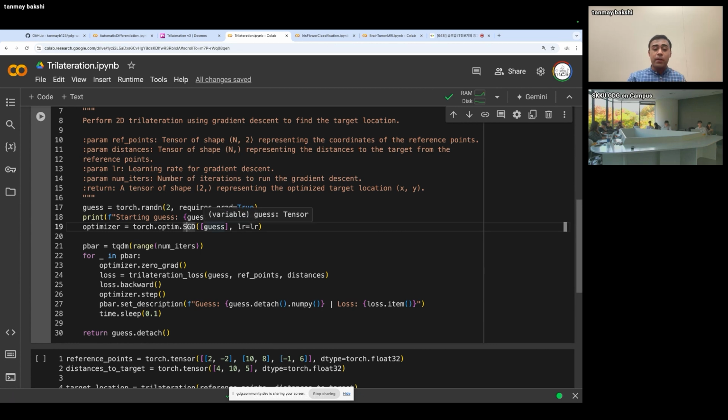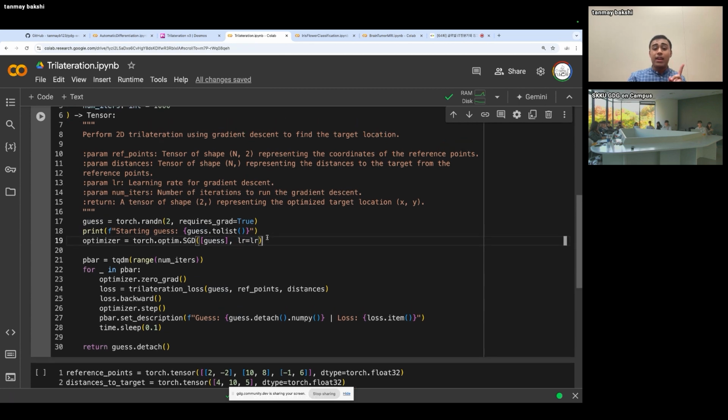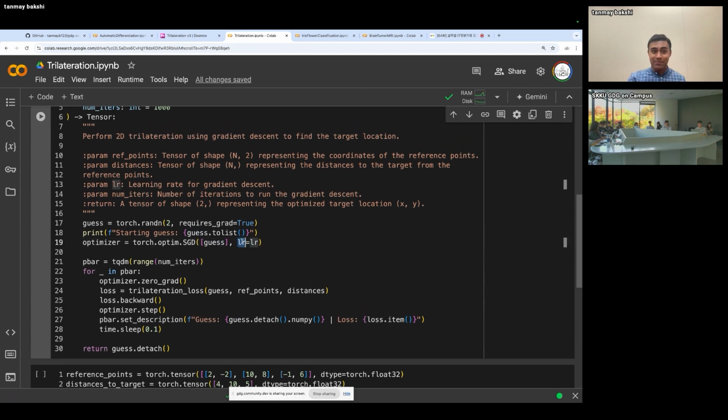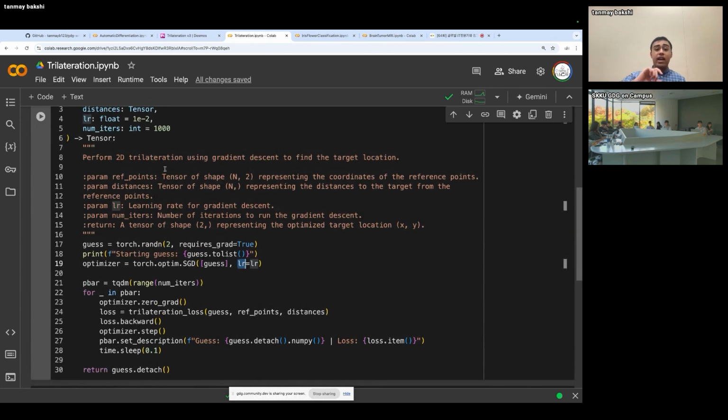And as input, the optimizer requires a list of things to optimize. In this particular case, the only thing we wanted to optimize is the guess. So that's the only parameter that we pass it. Apart from that, it takes an additional parameter, and that is the LR, learning rate. So the learning rate defines for the optimizer how big the steps should be that it takes.